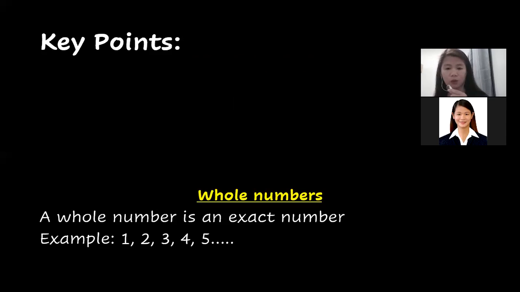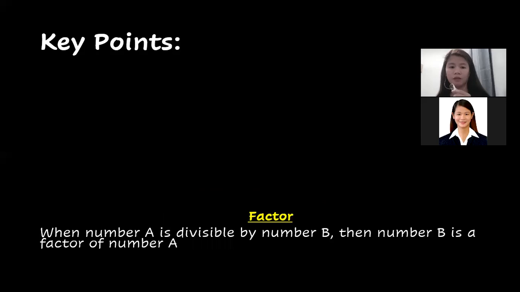Ang mga example ng whole numbers, a whole number is an exact number. Example, 1, 2, 3, 4, 5, and so on. Hindi po 5.5, hindi 3.2, wala siyang remainder. So kapag nag-divide tayo at ang nakuha nating sagot ay exact number, ibig sabihin, ito po ay divisible by the number. Factor. When number A is divisible by number B, the number B is a factor of number A.